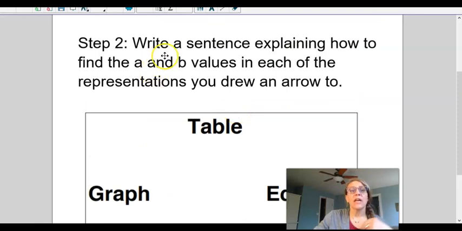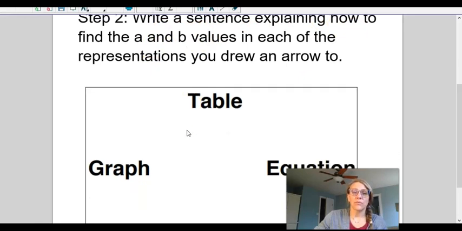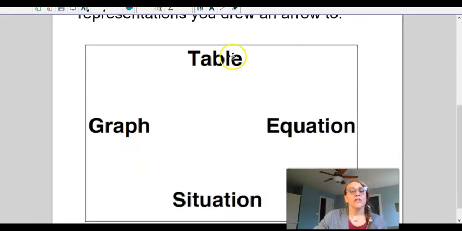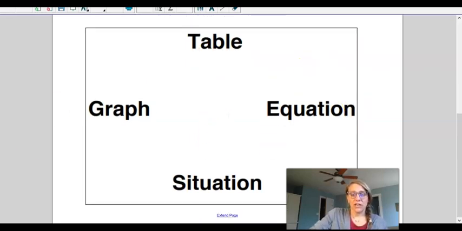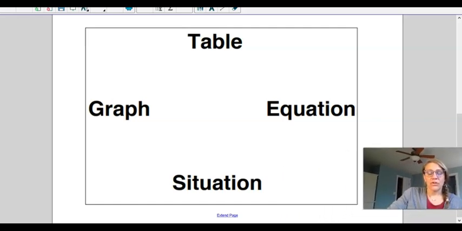Once you've got those arrows, then I want you to write a sentence explaining how to find the A and B values in each of those representations you drew arrows to. So from table to equation, where do you find in the table the A value and the B value? Equation to situation or situation to equation, where do you find that A value and B value? Just a sentence for each. You're going to take a screenshot of this, like I said, and make sure you have that all filled out. And then you're going to add your sentences. And this will all be submitted in Schoology in the assignment that comes after this.